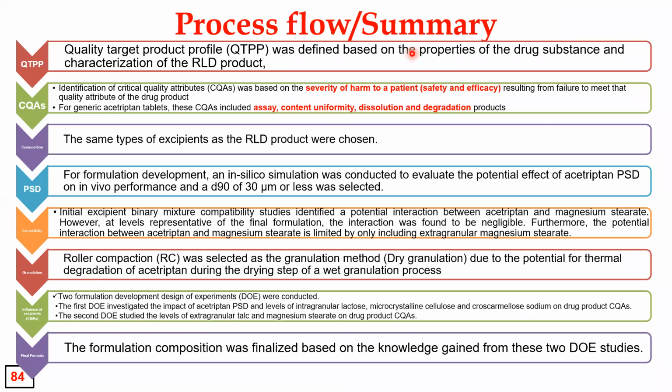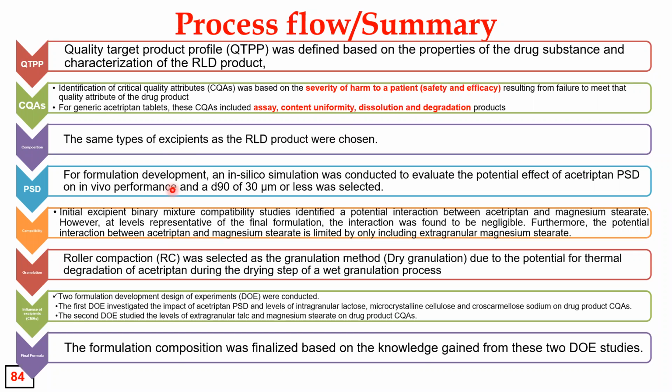Now you see, just to summarize what has happened till date. So a QTPP was defined based upon the properties of the drug substance and the characterization of the RLD. So as per the RLD characteristics, our product also should have the same characteristics. So for that, we have identified the critical quality attributes based upon the severity of safety and efficacy. For the generic acetyltryptan tablet, the critical quality attributes we selected are assay, content uniformity, dissolution and degradation. The same type of excipients as that of the RLD product were chosen based upon the patent literature or whatever literature is available for the tablet.